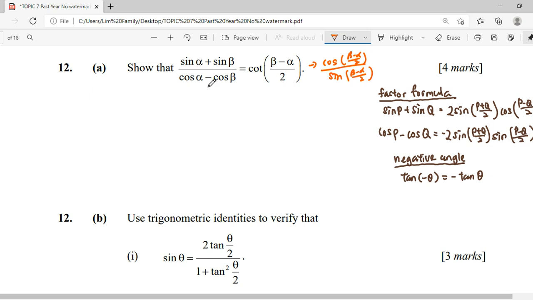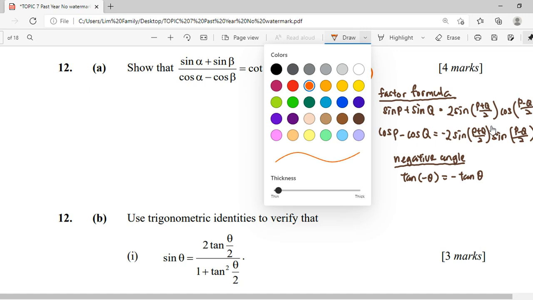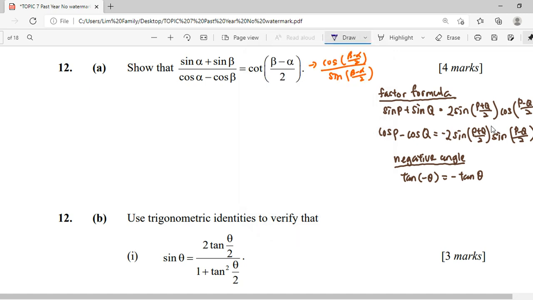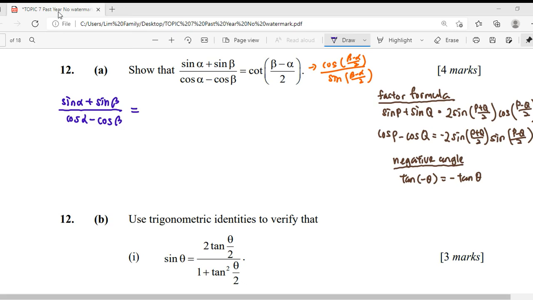So when you want to do a question about proving, first we see our question, then we see our answer, and then we see the difference. The difference between them: you can see alpha and beta already add together, so it means it will involve our factor formula here. So take out our question: sine alpha plus sine beta over cos alpha minus cos beta. We do it until we get the answer.